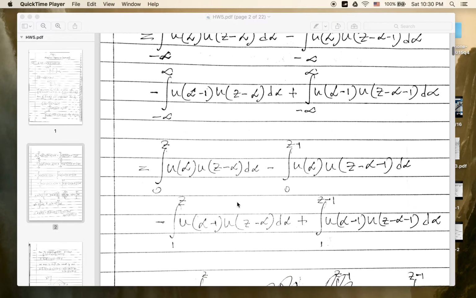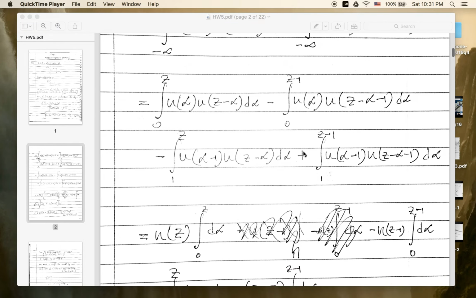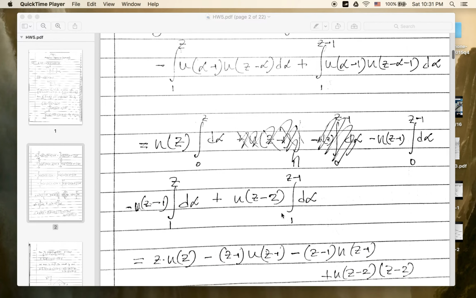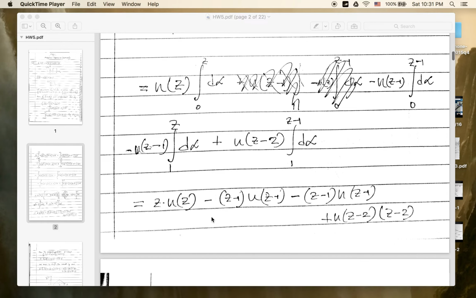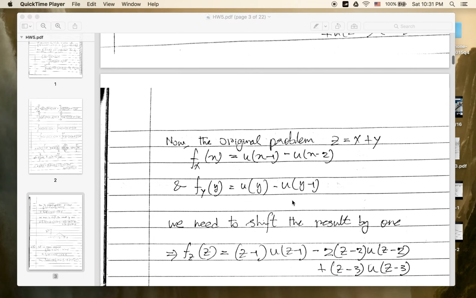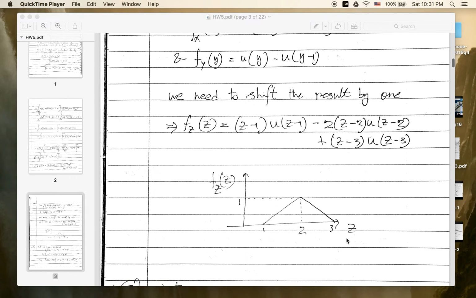Similarly, for all the integrations, the limits are updated as 0 to z minus 1, 1 to z, and 1 to z minus 1. Now we can define these functions in terms of step functions as u of z, because the limits are 0 to z. Then these should be defined in terms of u of z minus 1, because the limits are 0 to z minus 1. And then all the integrations are defined in terms of step functions, and finally we arrive at this final form for fz. So now we just need to shift fz by one place to the right, because originally fx was u of x minus 1 minus u of x minus 2. So the final answer for fz equals z minus 1 into u of z minus 1 minus 2 into z minus 2 into u of z minus 2 plus z minus 3 into u of z minus 3. And this is the graph of fz.